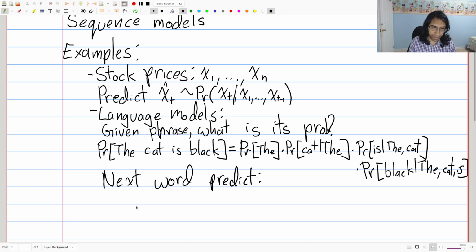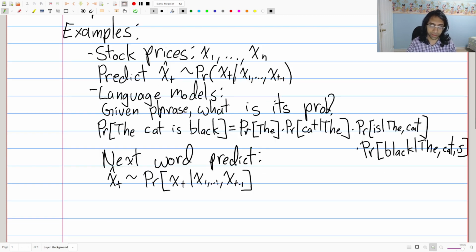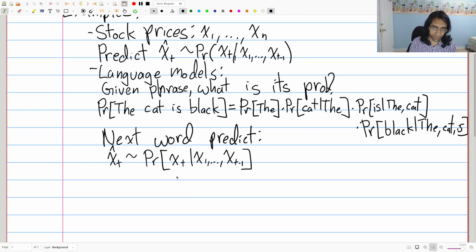And it's something like this. It's basically asking, you want to predict x hat t, which is going to be a sample from a distribution x sub t given x sub 1 through x sub t minus 1. So this is the exact same thing we had back here. This time, though, we had a different meaning for all of these different things. This is going to be the next word. And these are previous words.